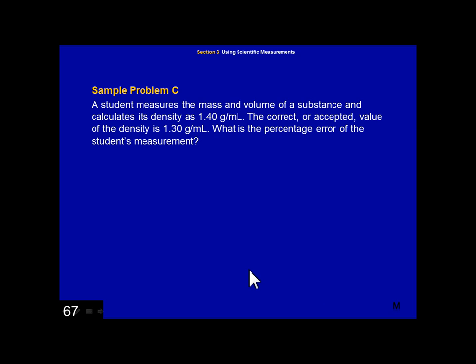Okay, a student measures the mass of a volume of a substance and calculates its density at 1.4 grams per milliliter. The correct or accepted value of the density is 1.3. Calculate their percentage error. So we'll pause here.